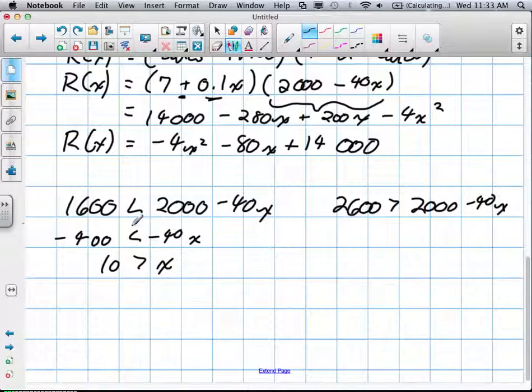The price goes up by 10, what was that? $1. Price goes up $1. Thank you. Price goes up $1. We're right at our maximum. Anything more than that, we don't have enough people riding this train. It's not even worth it to run the train.